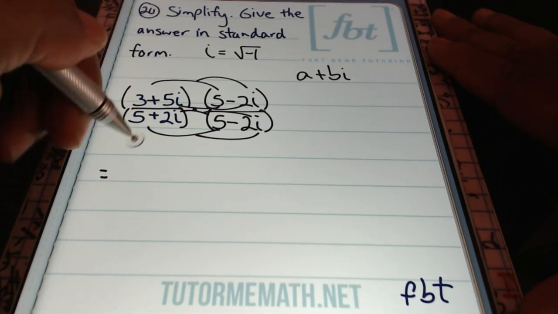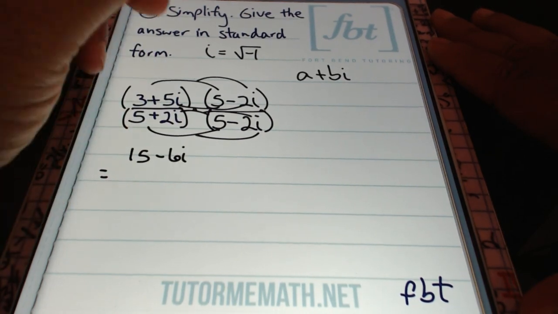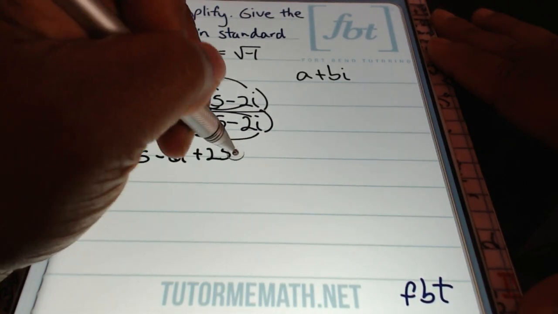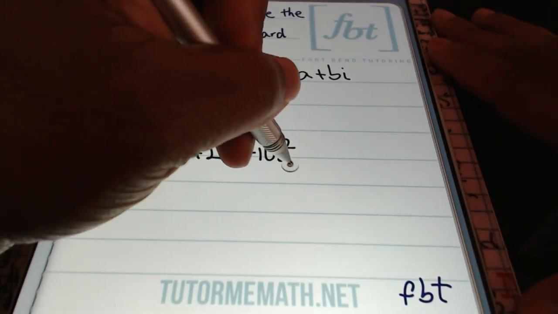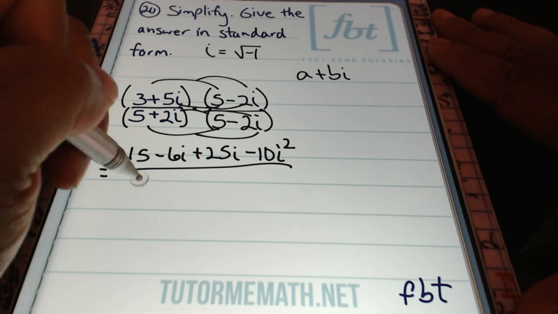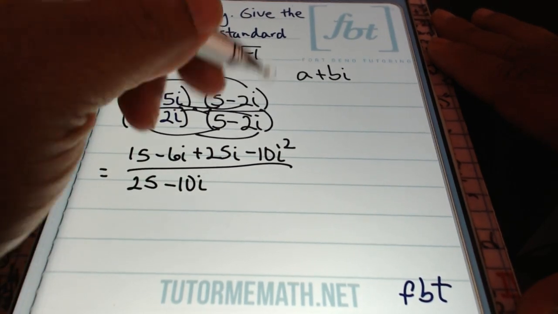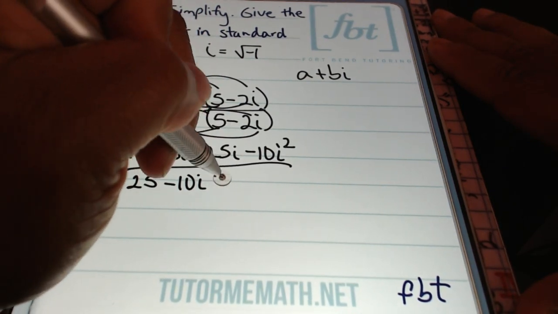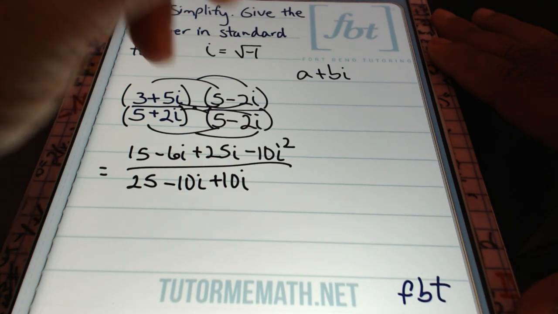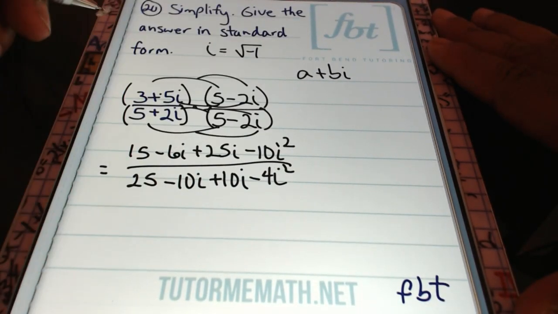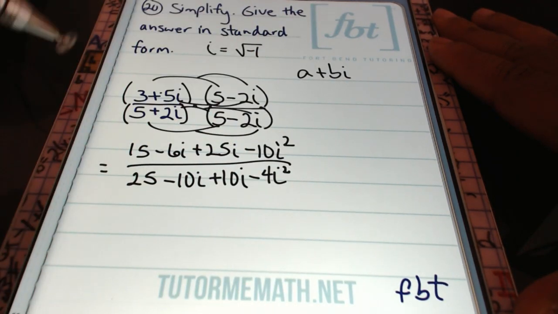So we're going to have 3 times 5 is 15. We have 3 times negative 2i is negative 6i. We have 5i times 5, which is 25i. We have 5i times negative 2i, which is negative 10i squared. And then in the denominator, 5 times 5 is 25. 5 times negative 2i is negative 10i. We have 2i times 5, which is positive 10i. We have 2i times negative 2i, which is negative 4i squared. And this is what we end up with after multiplying those binomials together.